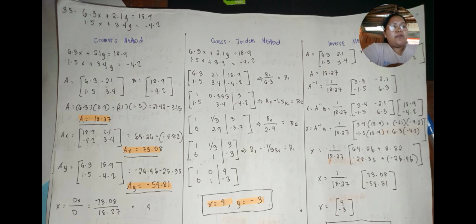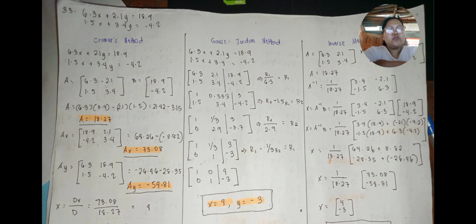So, we are going to separate the A and the B for the coefficient matrix and the constant matrix. A is equal to 6.3, 1.5, 2.1, 3.4. B is 18.9 and negative 4.2. So, we are going to cross multiply the A values in order to get the determinant A. 6.3 times 3.4 minus 2.1 times 1.5 is equal to 21.42 minus 3.15, and it results to determinant A is equal to 18.27.